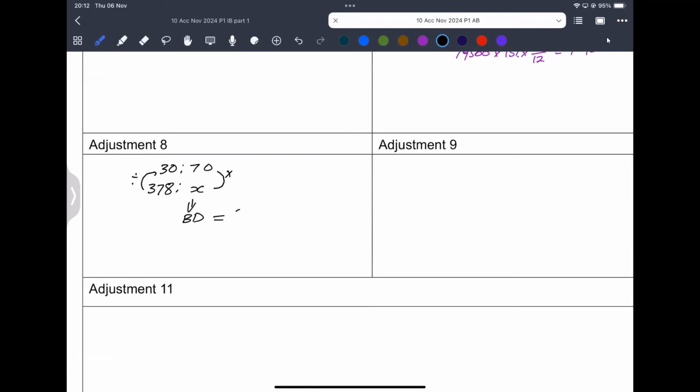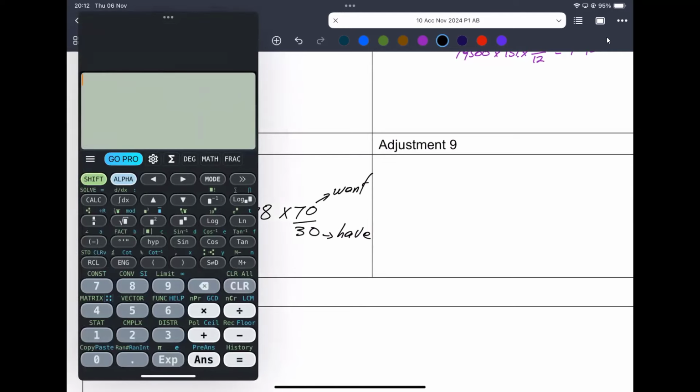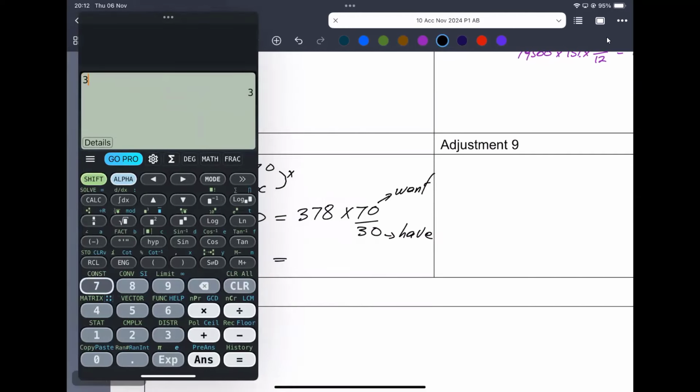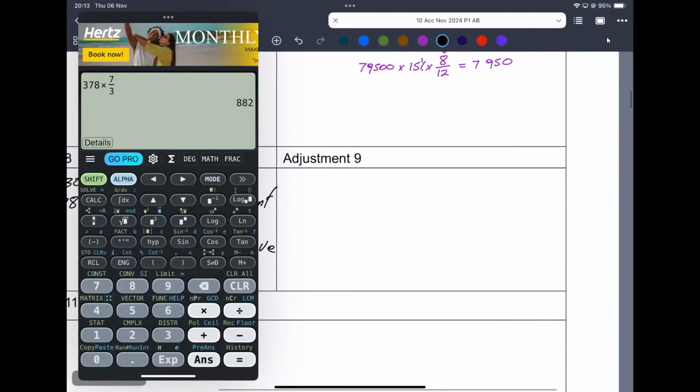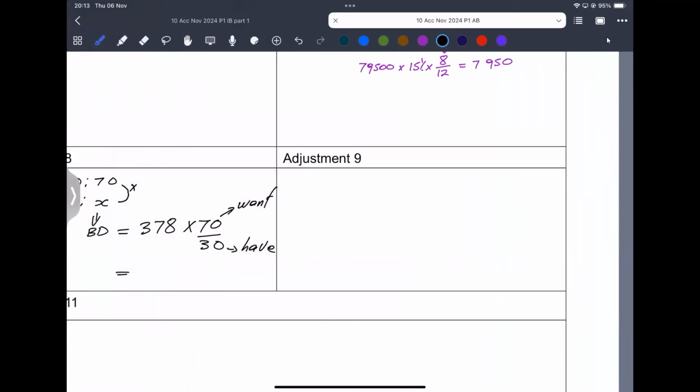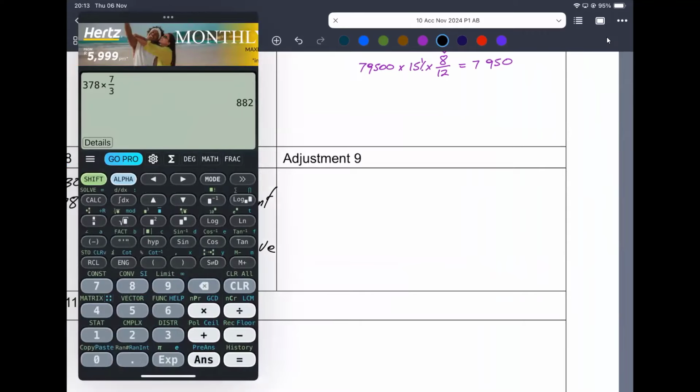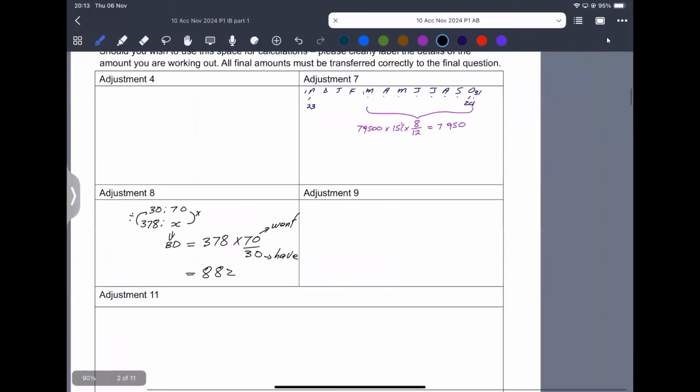So your bad debts will be equal to 378,000 multiplied by 70 and divided by 30. So you multiply by what you want and you divide by what you've got. And this will give you your bad debts. Let's see how much that will give us. It's 378 times 7 and divide that by 3. It'll give you 828. Did I say 828? It's 882. So this is your bad debts.